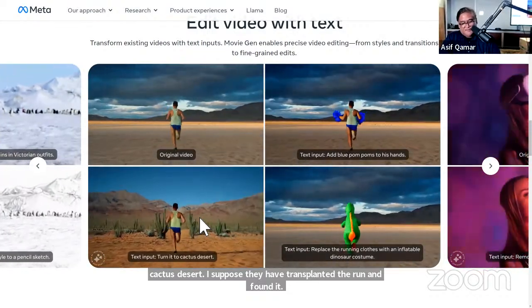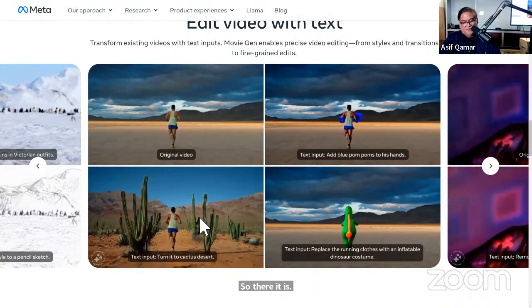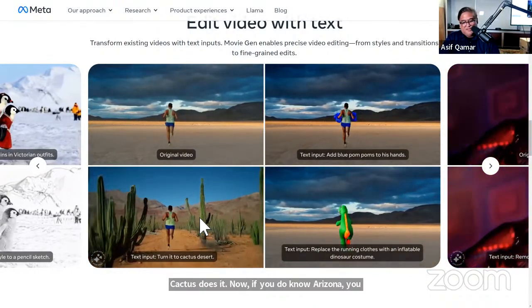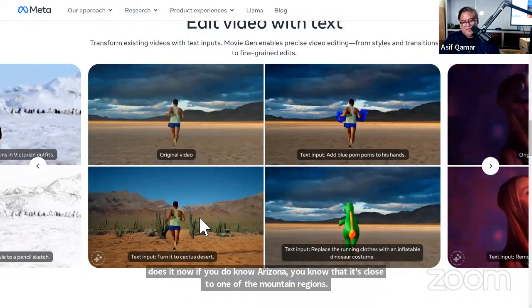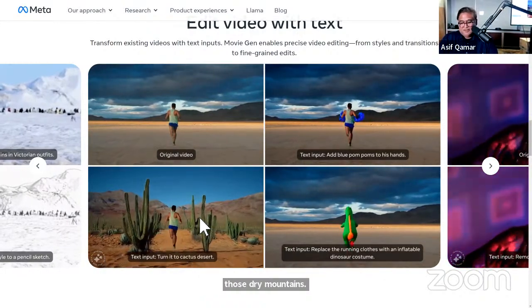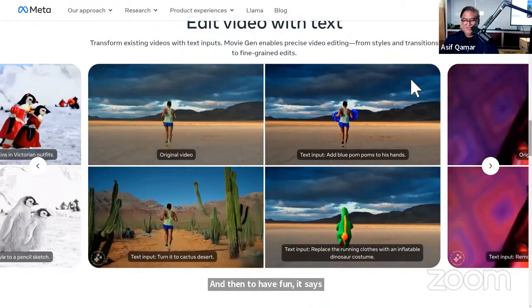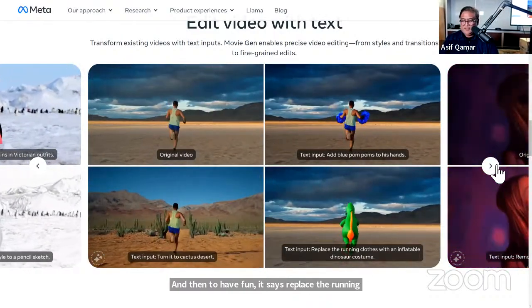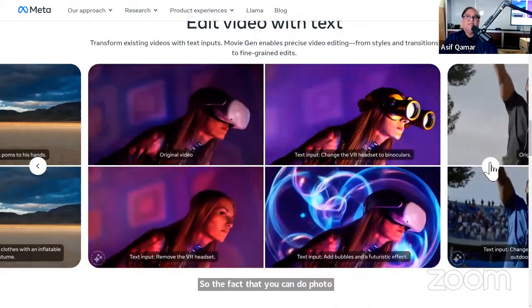So there it is. A cactus desert. Now, if you do know Arizona, you know that it's close to one of the mountain regions. So you can even see mountains, those dry mountains. And then to have fun, it says replace the running clothes with an inflatable dinosaur costume, and it has done that too.